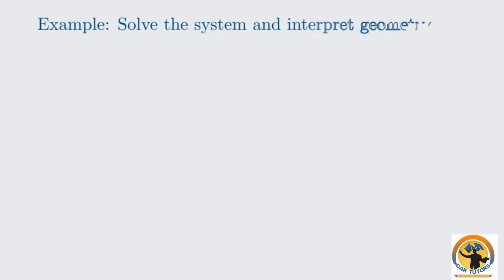Now, let's explore the other 2 possibilities, parallel and coincident lines. We'll use another example involving a constant, which is a common feature in IB problems. Consider the system x plus 3y equals 5 and 4x plus 12y equals k, where k is a constant. We want to find the geometric interpretation of the solutions.